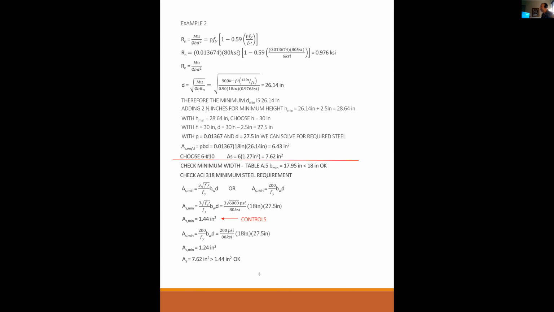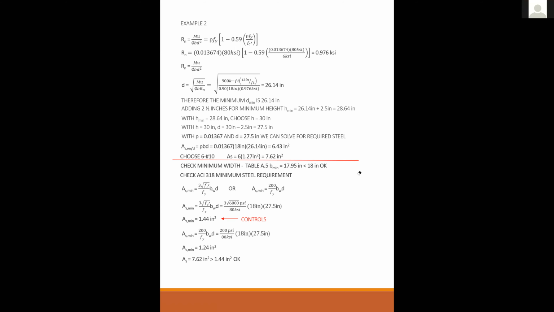The design part of it is done. I know all of my variables. Now from that line down is just an analysis problem. And you'll see as I go through these examples that from this point down, I follow the same path every single time. Check the minimum width, check the minimum steel, check the maximum steel, check that I have enough strength. Same thing every time.